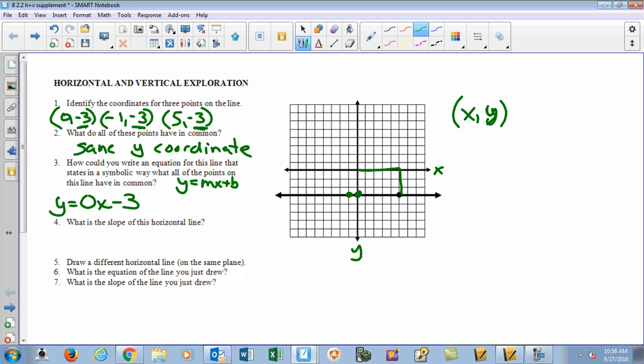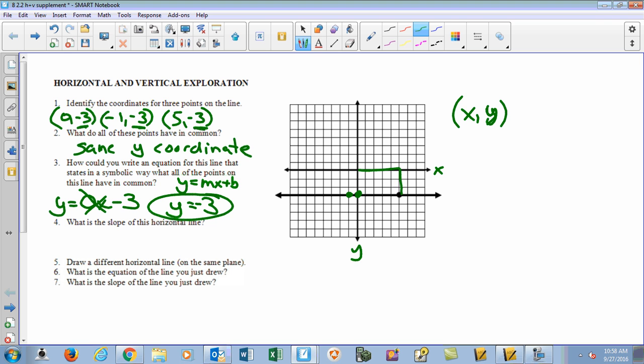Do we really need to write 0x? No. So I can literally take this part out, so our equation is actually y equals negative 3. So an equation of a horizontal line is y equals negative 3. The reason being is because all those points are at negative 3, no matter what the x value is. It doesn't matter what we put in for x, y is always negative 3. Okay? That's why we have a horizontal line.